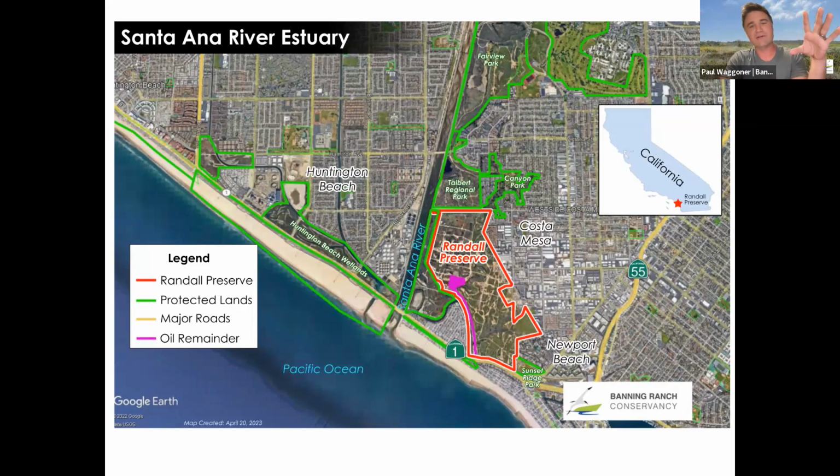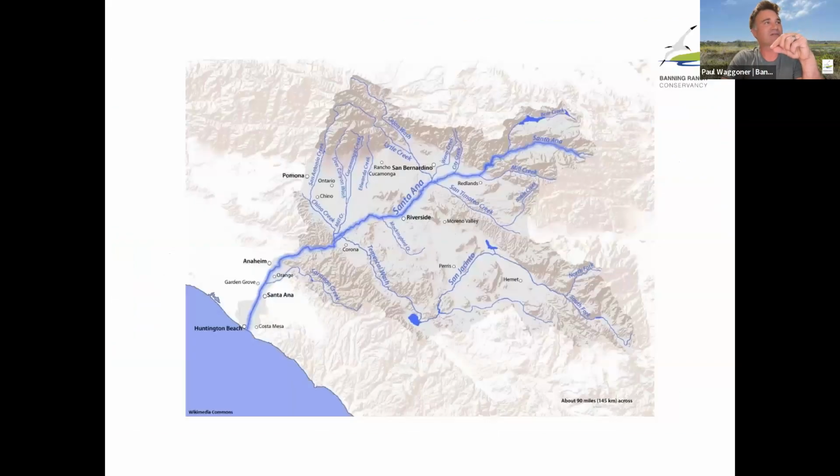The Santa Ana River estuary mouth here, this is about 1,000 acres outlined of land. So it sounds like a lot, and it is a lot to look at with your eye, but it's actually a very small little blip on the map. And so this is a map of the whole watershed.